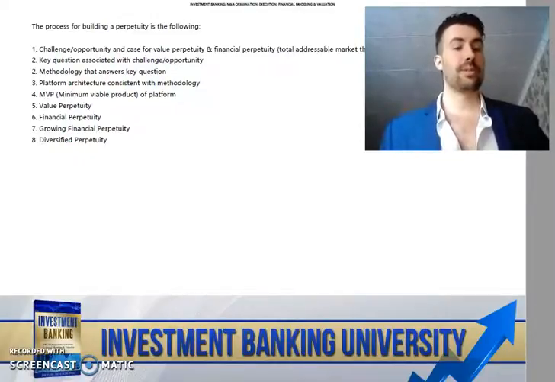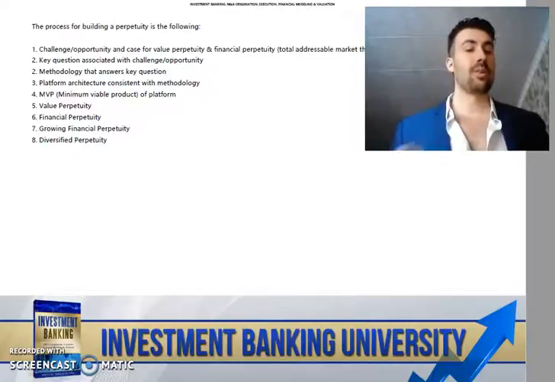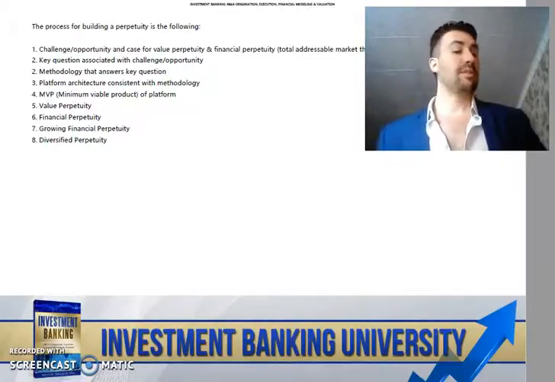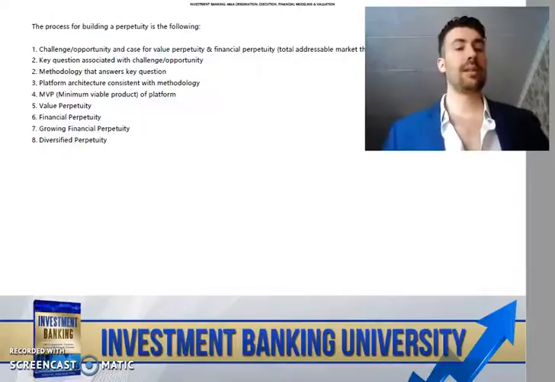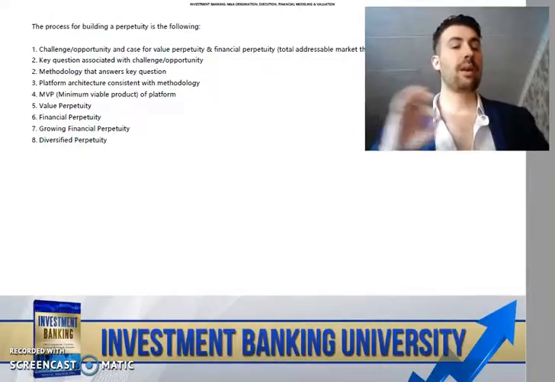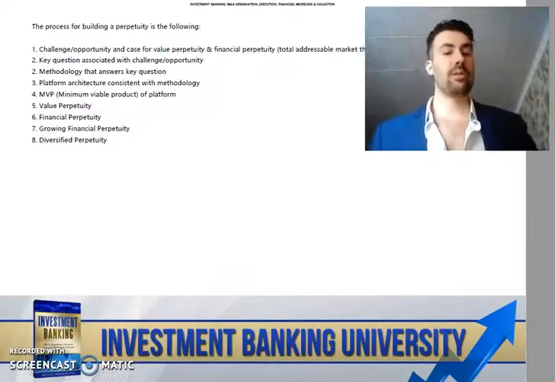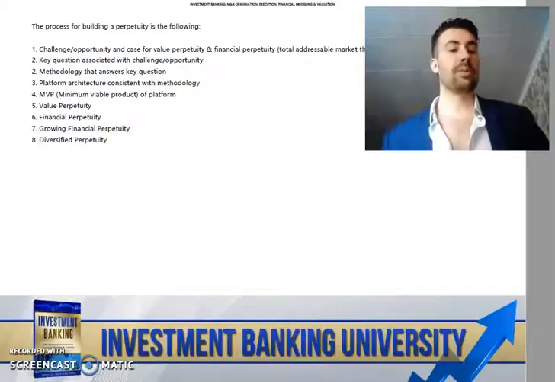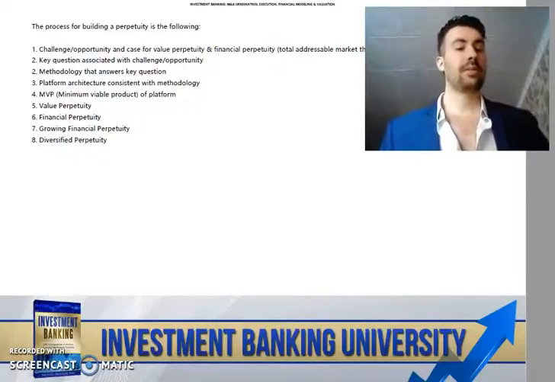The second part of this process is we're going to identify a key question associated with the challenge or opportunity. From there, we're going to develop a methodology that answers the key question, and we're going to take the fourth step, create a platform architecture consistent with this methodology. From there, we take the platform architecture and translate it into a minimum viable product of the platform.